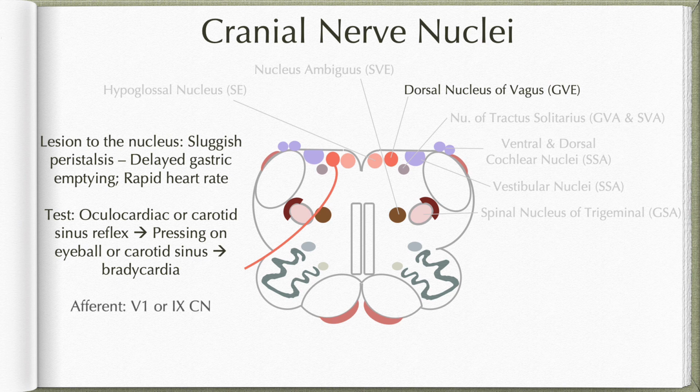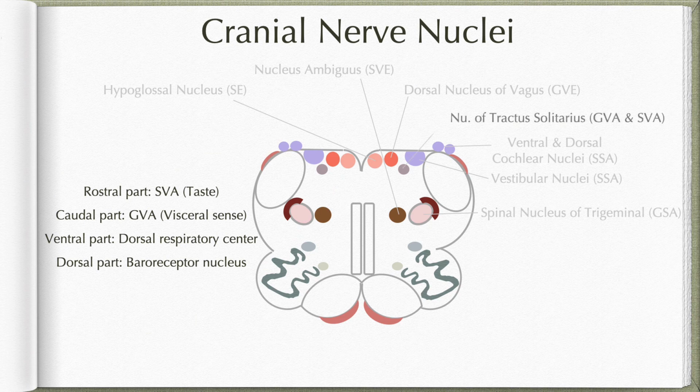Afferent limbs for these reflexes will be mediated by ophthalmic division of the trigeminal nerve in case of oculocardiac reflex, or the glossopharyngeal nerve in case of carotid sinus reflex. And the efferent limb will be mediated by the vagus nerve itself, which will be receiving fibers from dorsal nucleus of vagus.